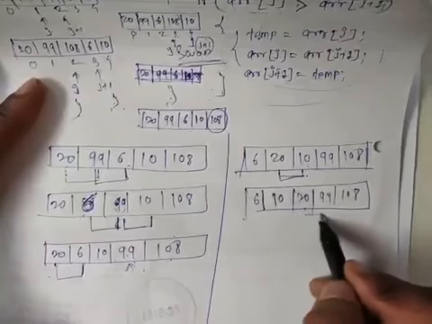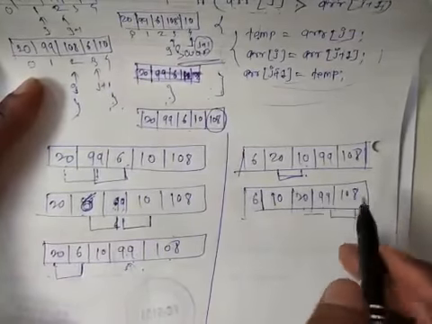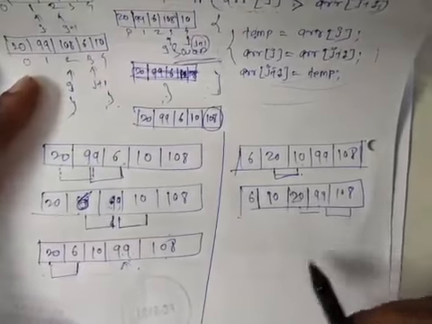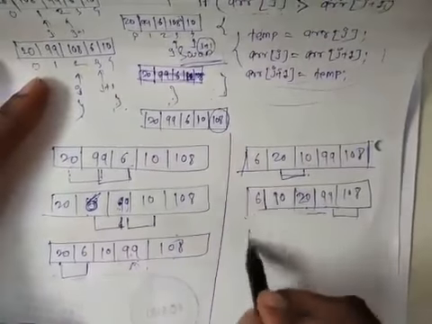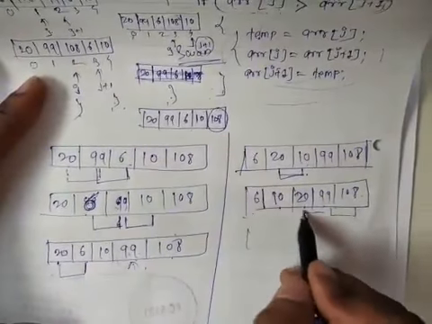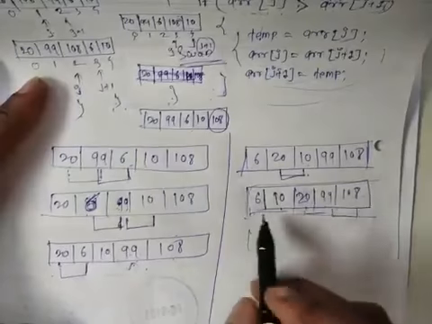Now 20 is compared with 99, 108. It will not swap since 20 is less than these two numbers. Now again we start from the beginning: 6 will compare with 10, 20, 99. So now this array is what? Sorted array.